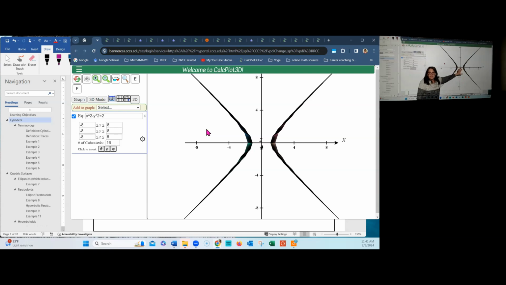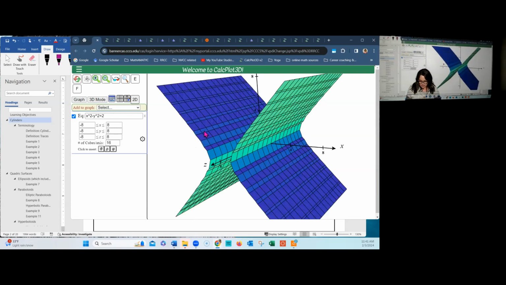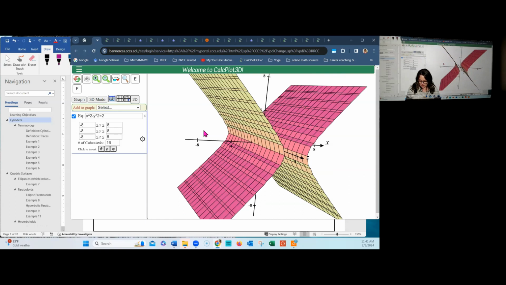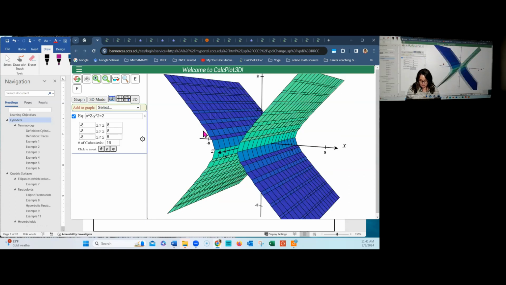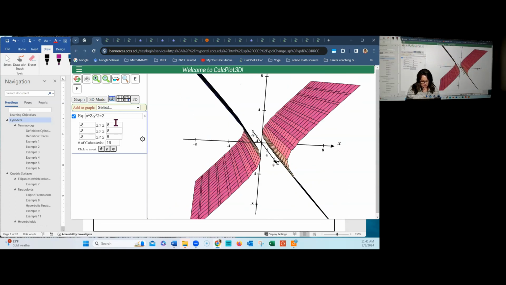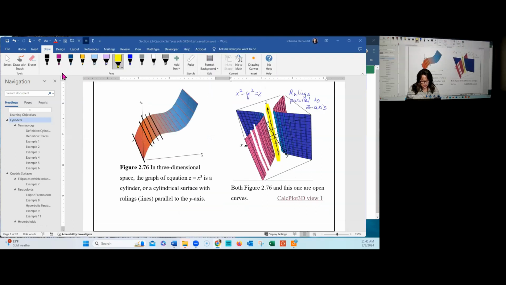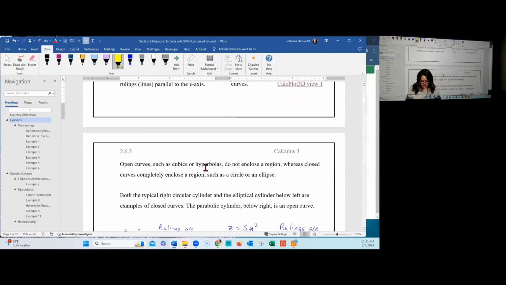And again, it's a little off because CalPlot 3D is trying to make it look three-dimensional. It's really just exactly a hyperbola. And then we're pulling this entire graph along lines that are parallel to the z-axis, and it's creating this three-dimensional shape that you see right here, right? And it continues in both directions, of course, forever. It's also not a closed shape, but it is a quadric surface.